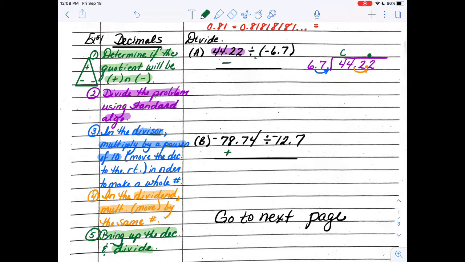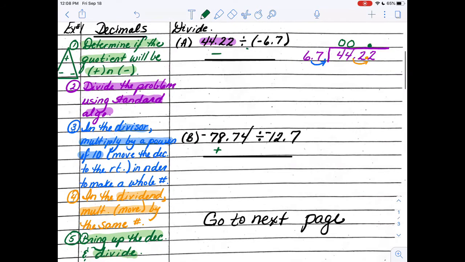67 cannot go into 4. It cannot go into 44. It can go into 442. Now, not a lot of people know their 67 times tables. So you could go with the side and say 67 times 3, 67 times 5, and see which one is the closest. Or you can do what's called estimating. Hopefully you agree 67 is close to 70. So if I rounded, that's about 70.